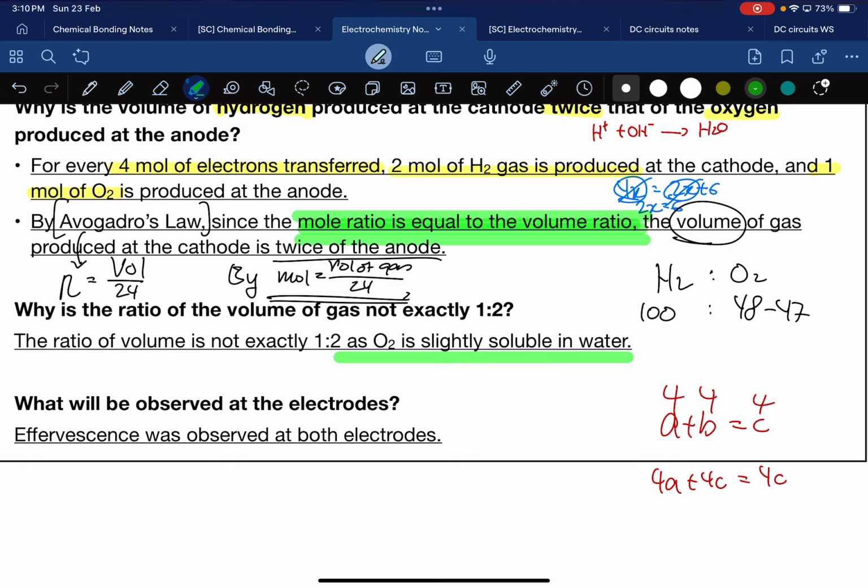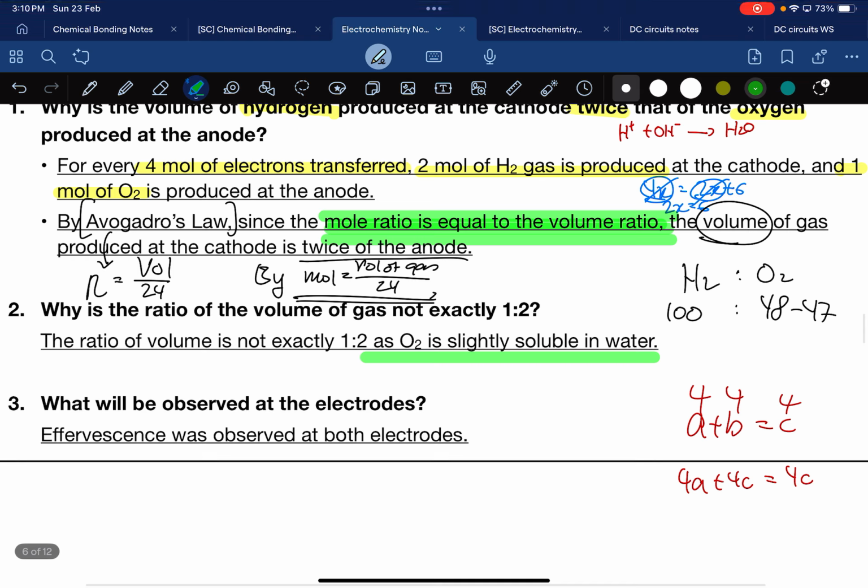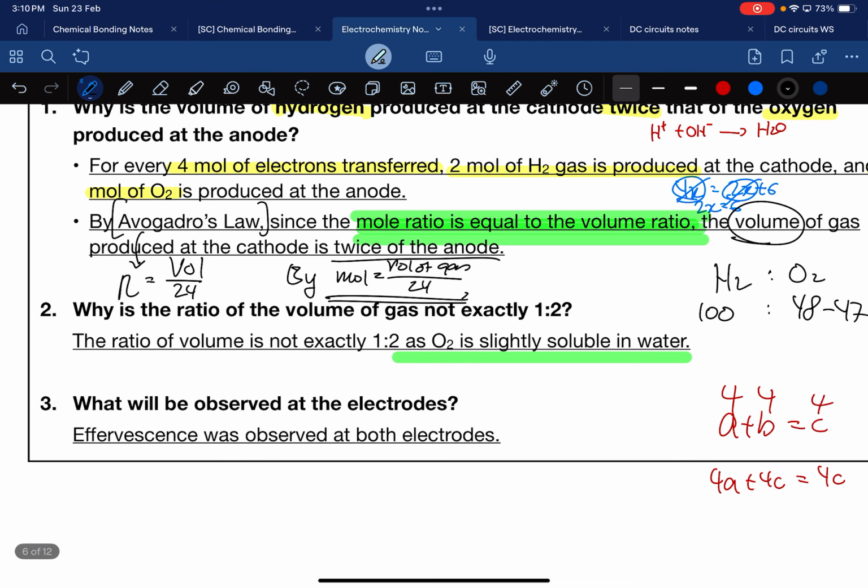That's how your fish breathe, that's how your fish survive, isn't it? They will ask you to suggest why the volume ratio is not exactly what it's supposed to be. Nope, not about Mr. It's just about solubility, which we won't touch yet. Okay, so what's observed at the electrodes? I produce gas, right? So you have effervescence on both sides.